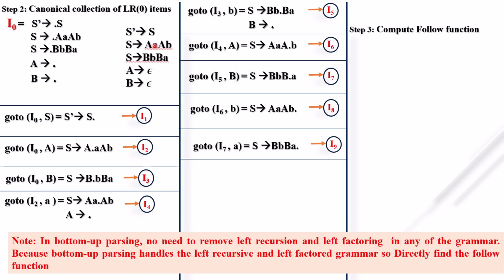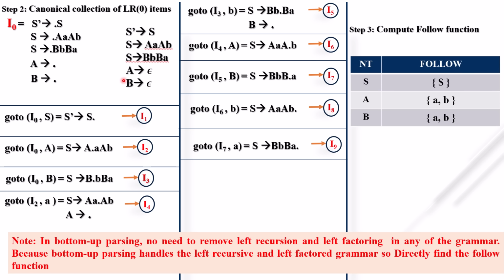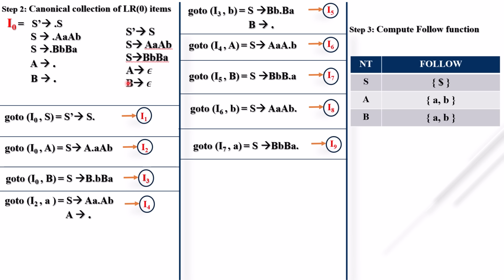ओके, बट हियर यू हैव टू ओनली कंप्यूट फॉलो फंक्शन. ओके, सो फॉलो फंक्शन किसका फाइंड आउट होगा? S, A और B का. ओके, यू कैन सी राइट हैंड साइड पे S कहीं पे भी नहीं है, सो वी सिंपली पुट डॉलर.